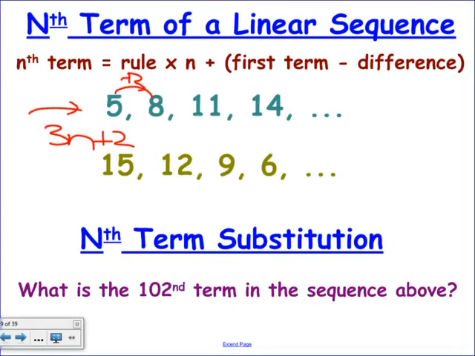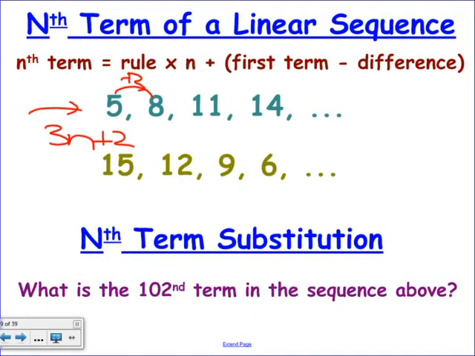So that rule there, that nth term, tells me how to get any number in the sequence. If I pick the number 4, the fourth term in my sequence, I swap n for 4, so it becomes 4 times 3, which is 12, plus 2, which is 14. And the fourth term, lo and behold, is 14. If I ask for the 100th term, I can swap the letter n for the number 100. 3 times 100 is 300, plus 2 is 302. It saves you writing things out all day long.